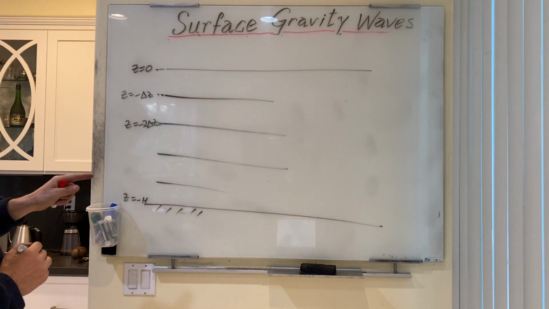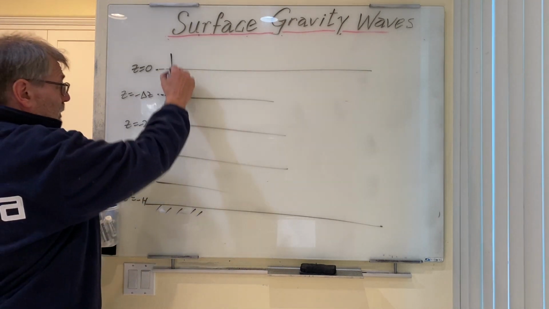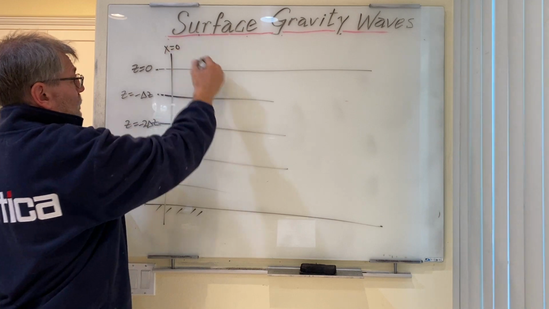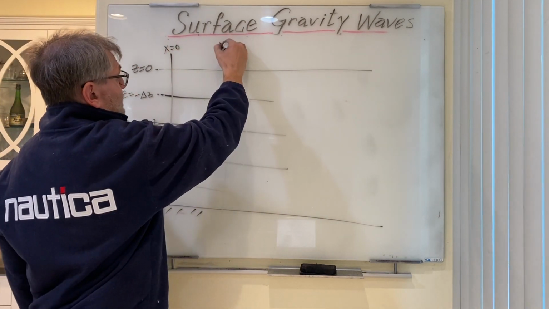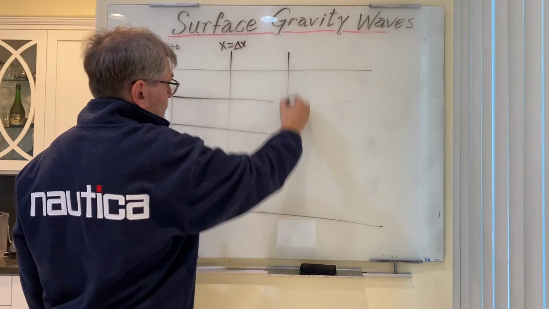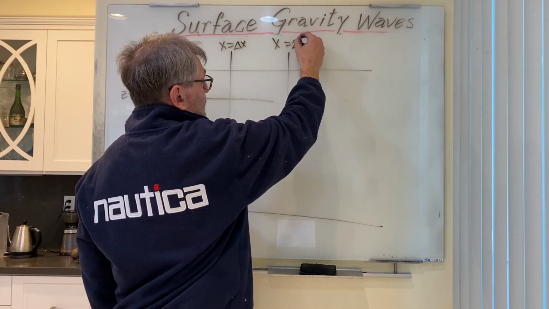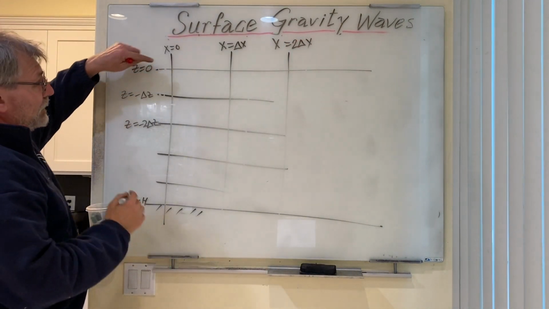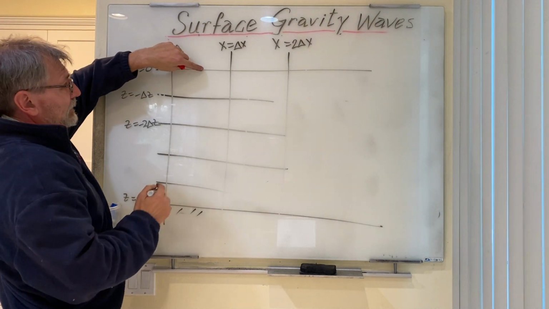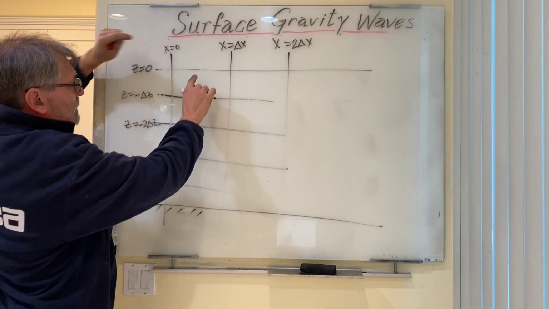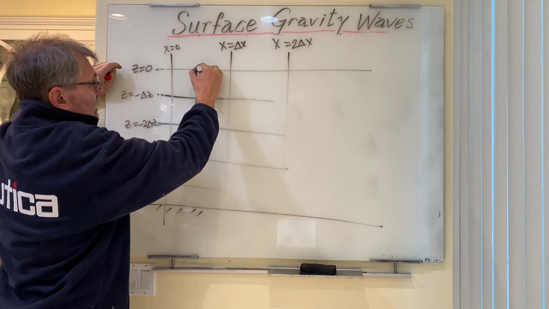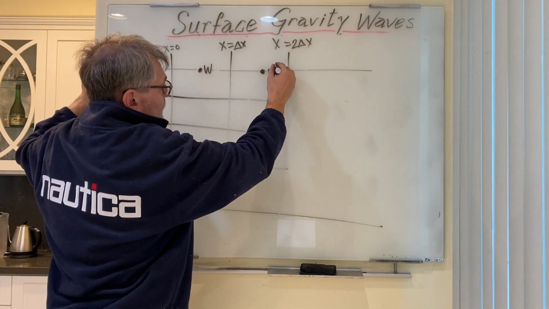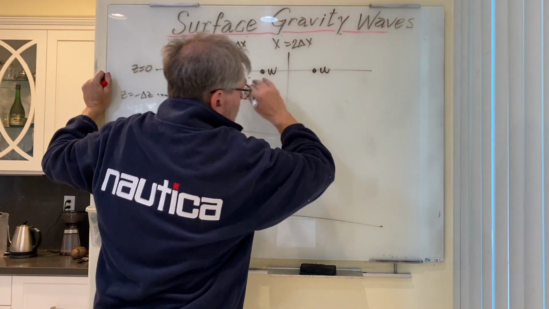So this would be z equals minus delta z, z equals minus 2 delta z, and all the way down to the bottom. And then over here, we're going to have x equals 0, x equals delta x, x equals 2 delta x, and so on. So the sea surface is over here, and we're going to define at the center of all the boxes, at the sea surface, a mesh point, and we're going to define W there. And here also W. And here also W, and so on.